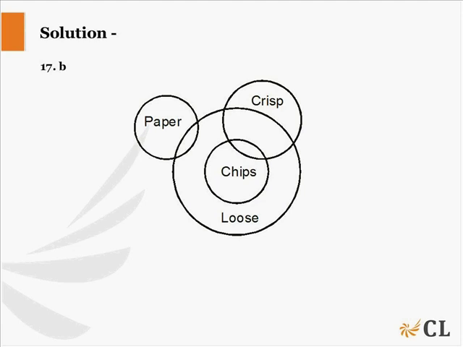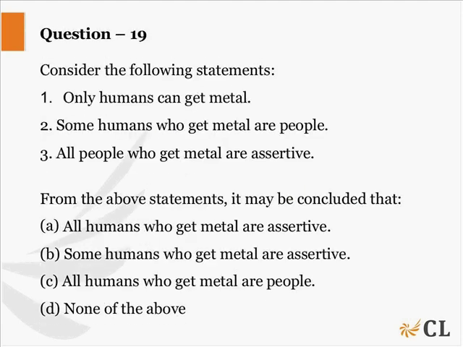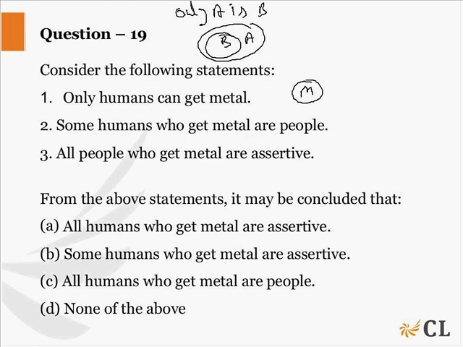Only human can create metal. Only A is B means all B are A. So only human can get metals like this, right? Some human who get metal are people.